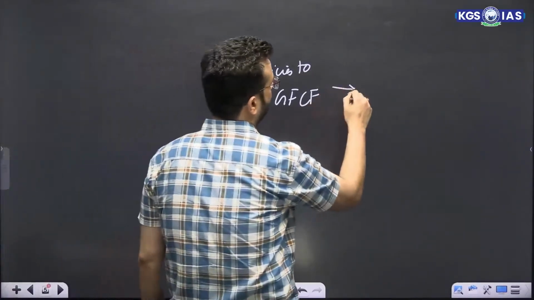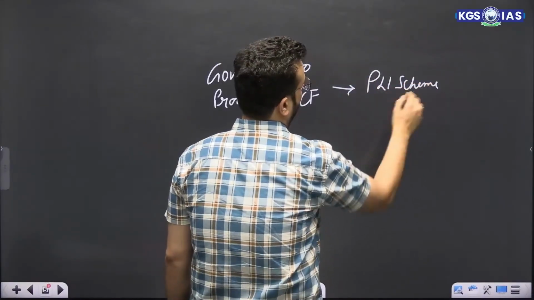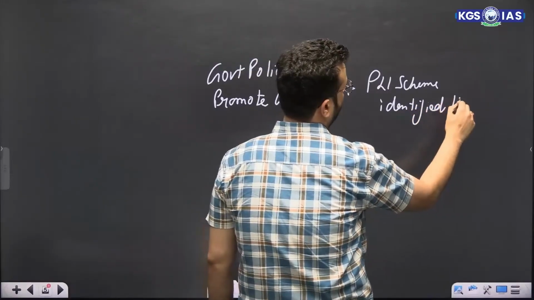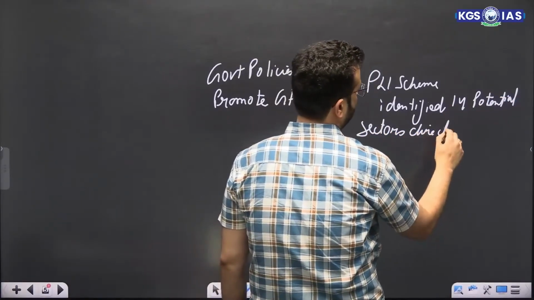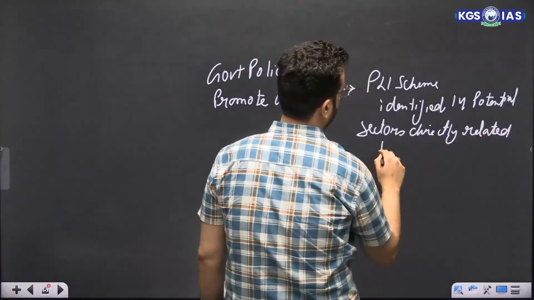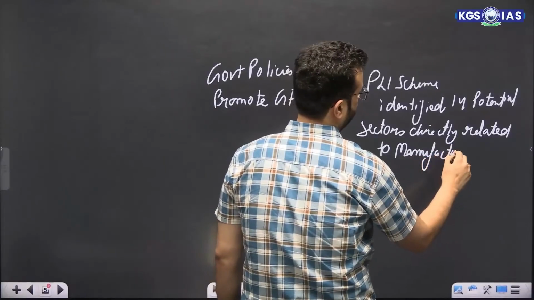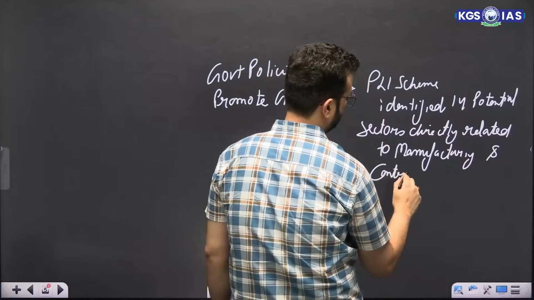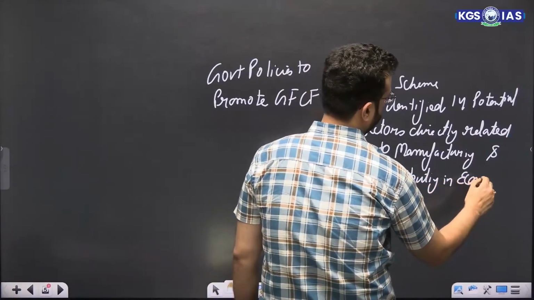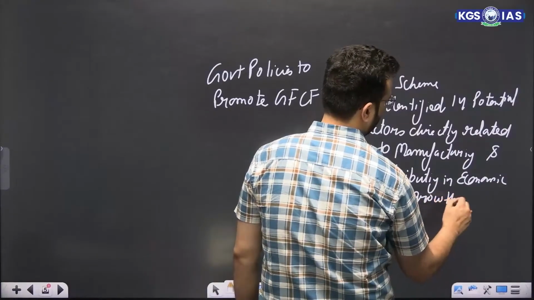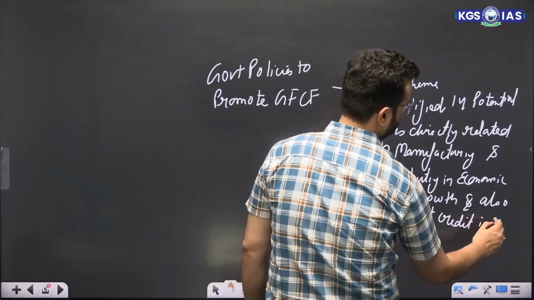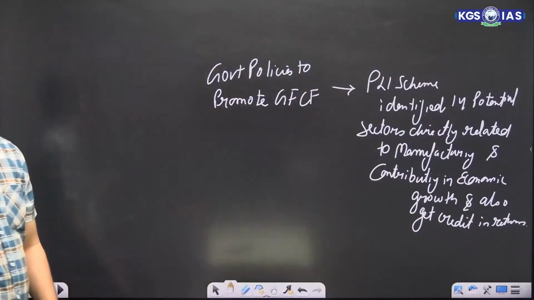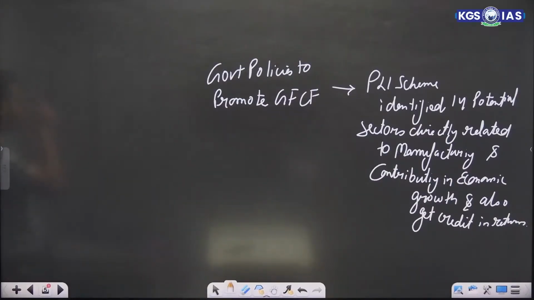That is, first, PLI scheme, production linked incentive scheme, identified 14 potential sectors, directly related to manufacturing, and contributing in economic growth, and also get credit in return. So this PLI scheme is a very important scheme in context of manufacturing sector development. In context of manufacturing development, the role of PLI scheme is very important.